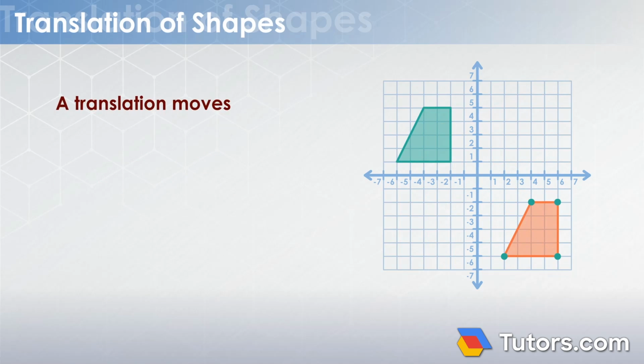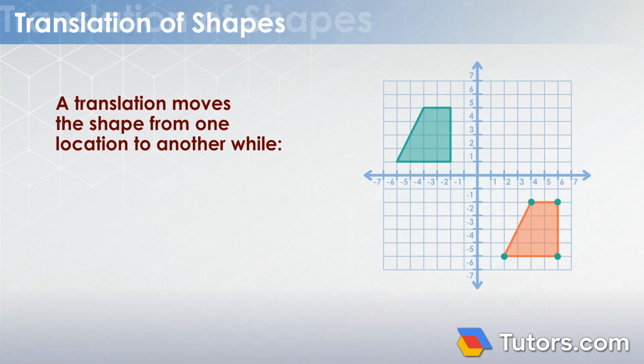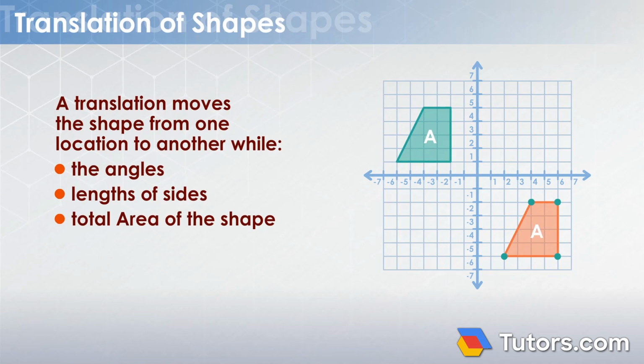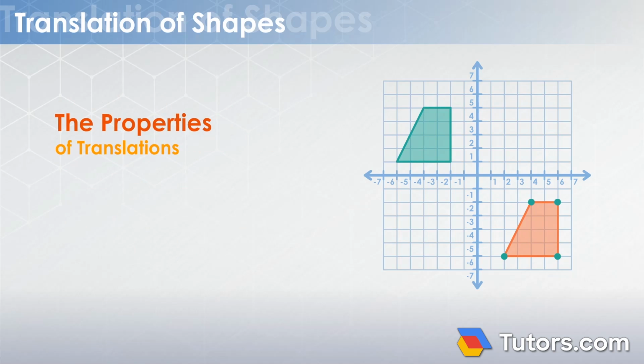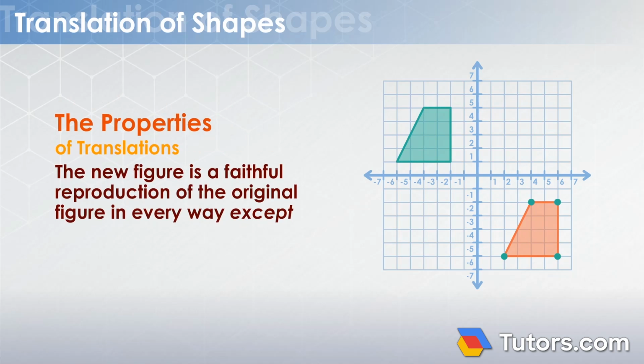A translation moves the shape from one location to another while the angles, length of sides, and total area of the shape remain the same. The properties of translations, that the new figure is a faithful reproduction of the original figure in every way except location, means the image exactly matches the pre-image, but appears in a new spot on the coordinate grid system.